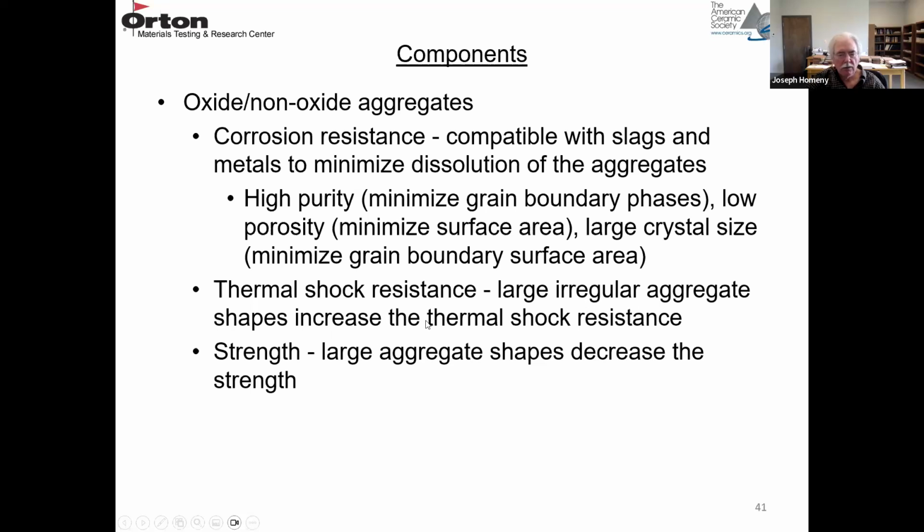Large irregular aggregate shapes are going to increase the thermal shock resistance. It's going to create a more tortuous fracture path. Unfortunately, when you add large aggregates and porosity, that's going to decrease the strength.